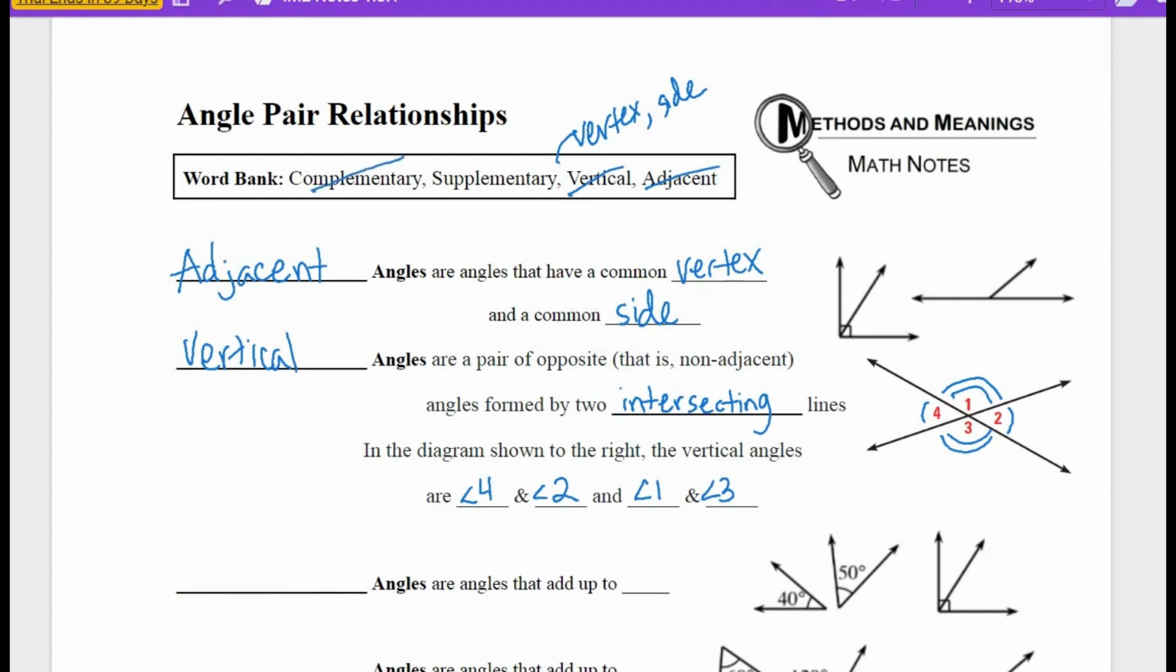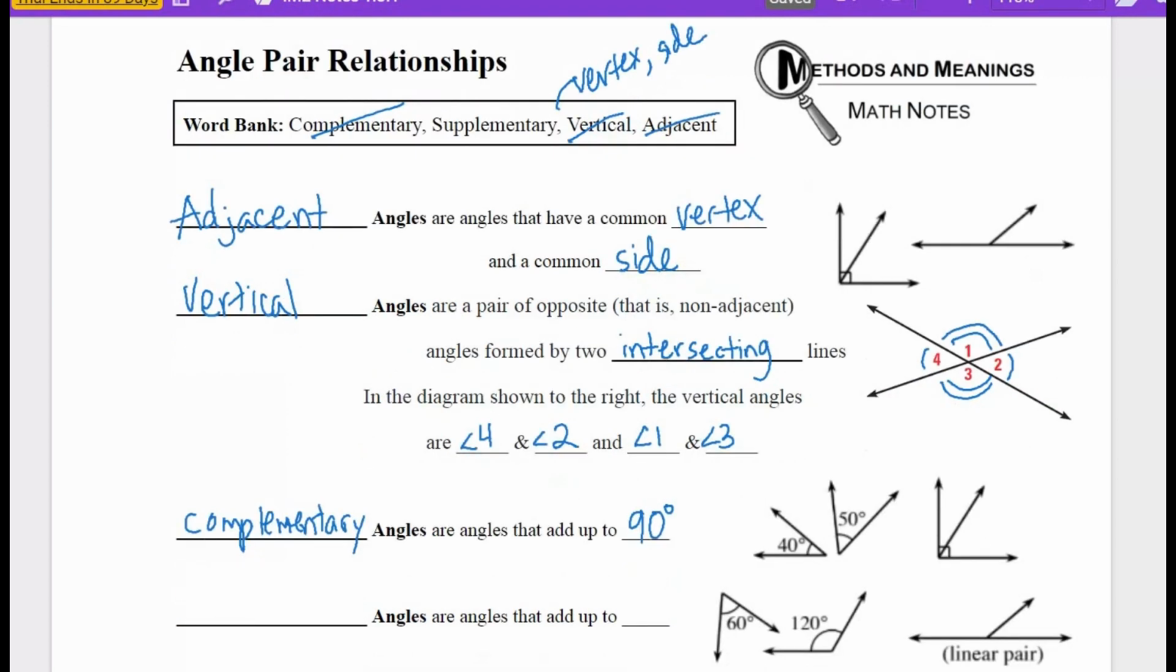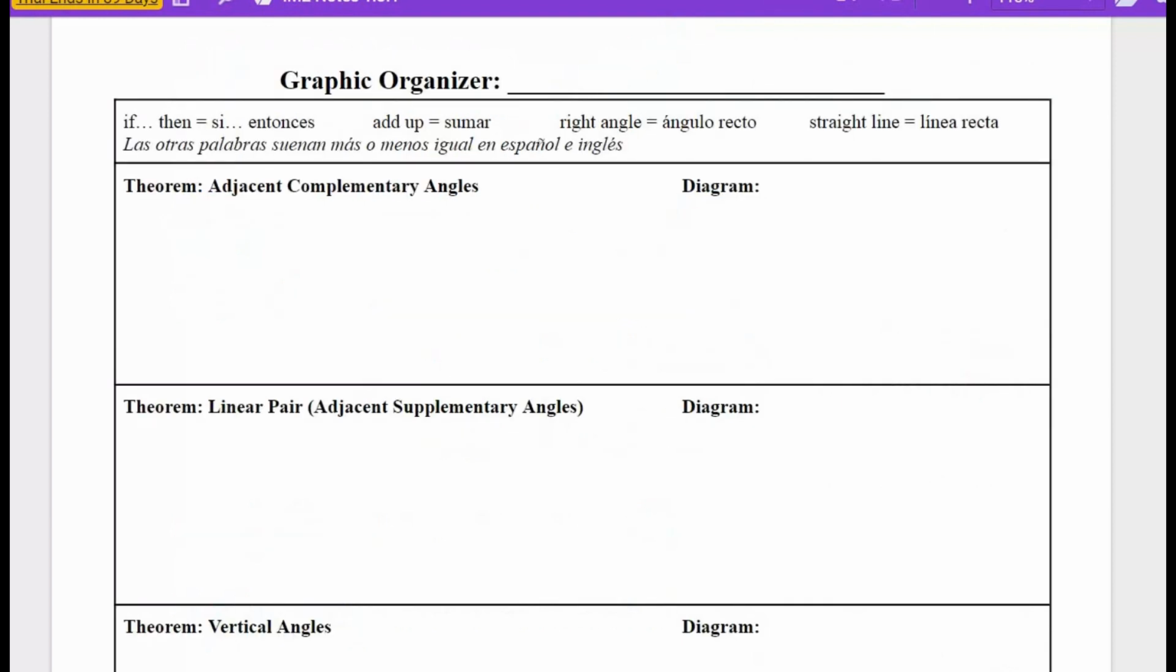Complementary angles, which are angles that add up to 90 degrees. And last but not least, we have supplementary angles, or angles that add up to 180 degrees. And the last thing for the day is angle pair graphic organizer. Angle pairs.